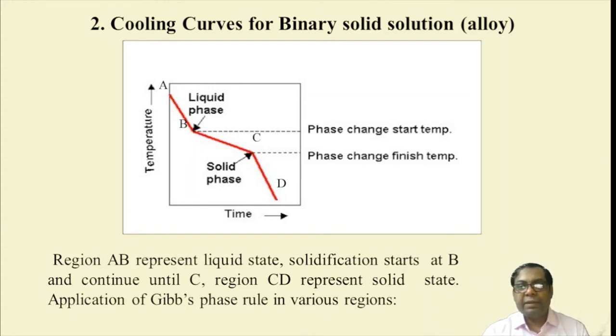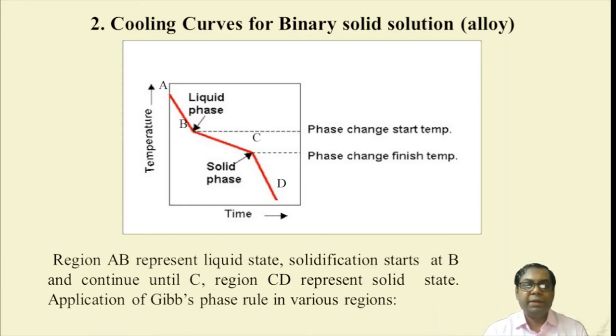Okay, there is a temperature at point B which we call the phase change start temperature, and point C is the phase change finish temperature. Okay, so after point C, that is the indicator of solid phase. If we lower the temperature and extract the heat out of the system, then definitely it will become pure solid, and above point B, that is pure liquid towards point A.